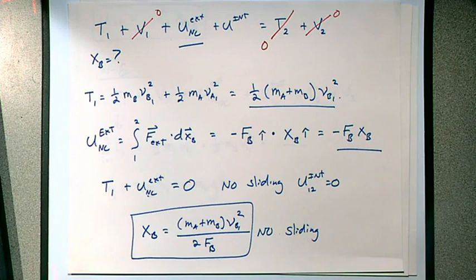So our internal work, we just decided that was our frictional force between A and B, multiplied by the displacement of A relative to B. And in this case, because A is sliding to the right relative to B, our frictional force was in the negative i direction.